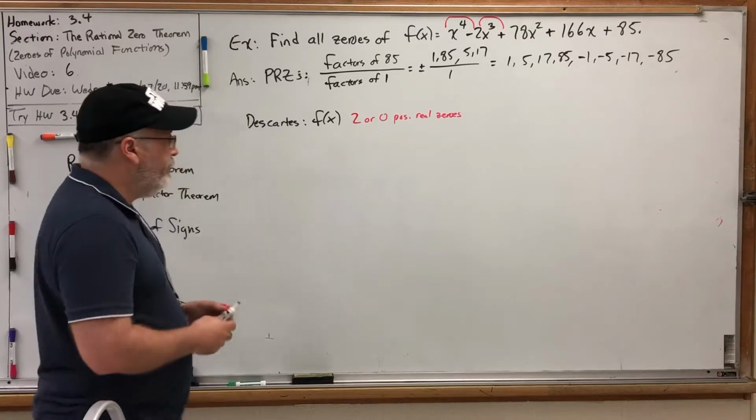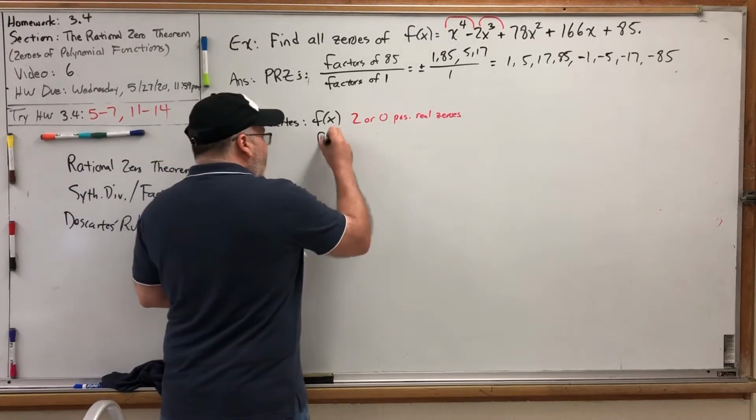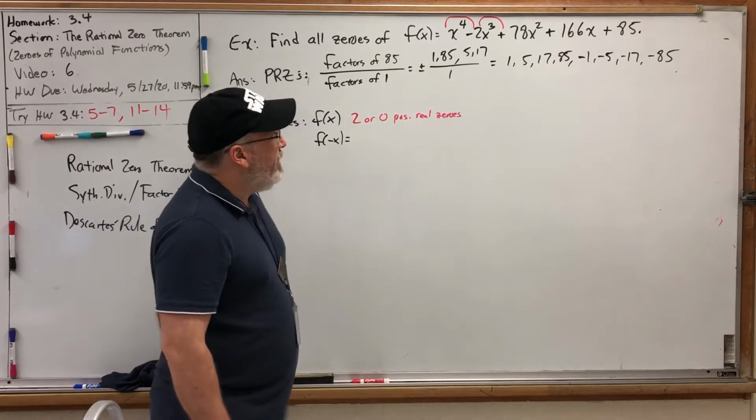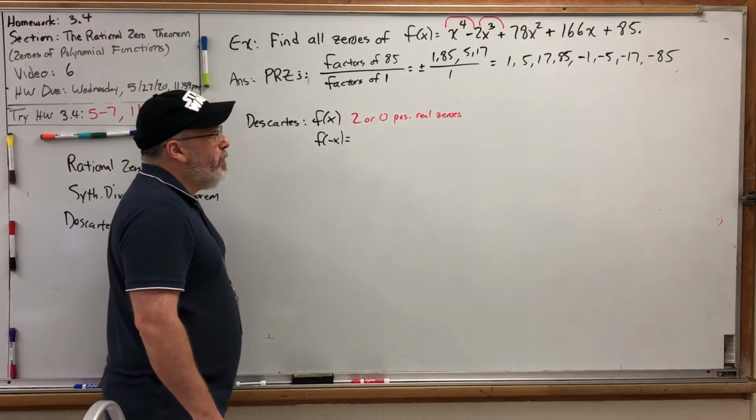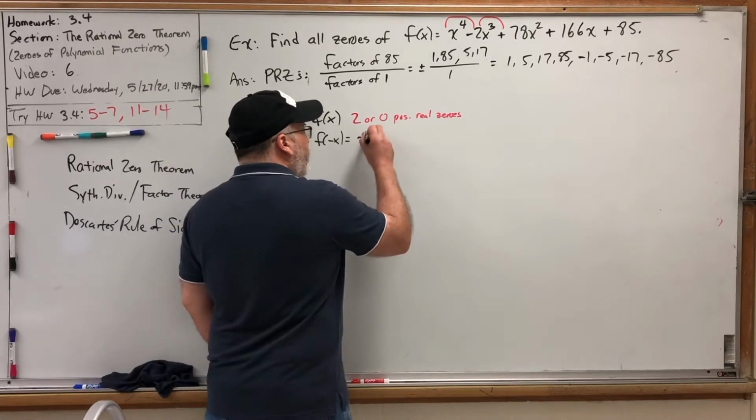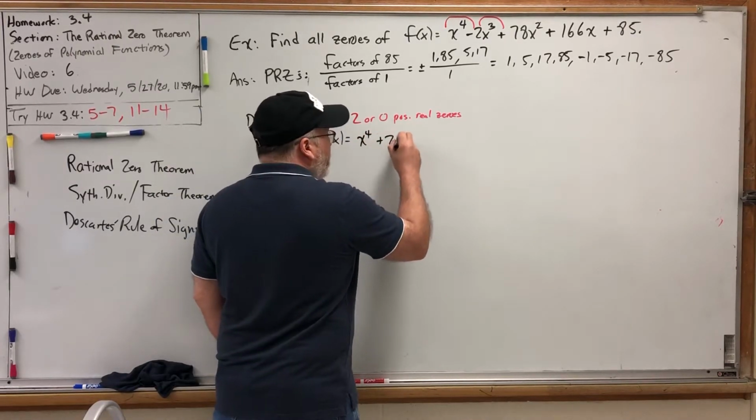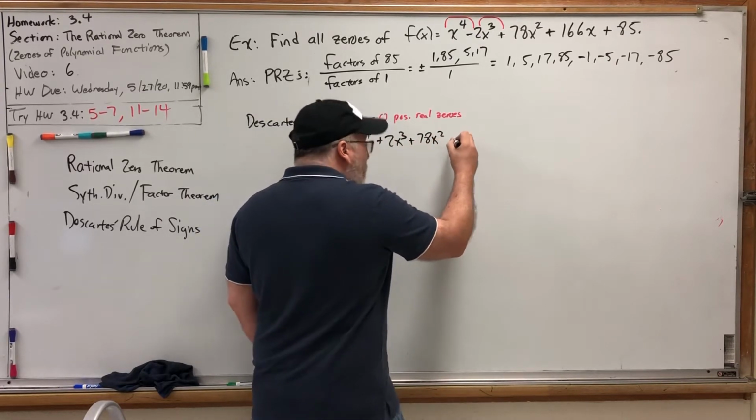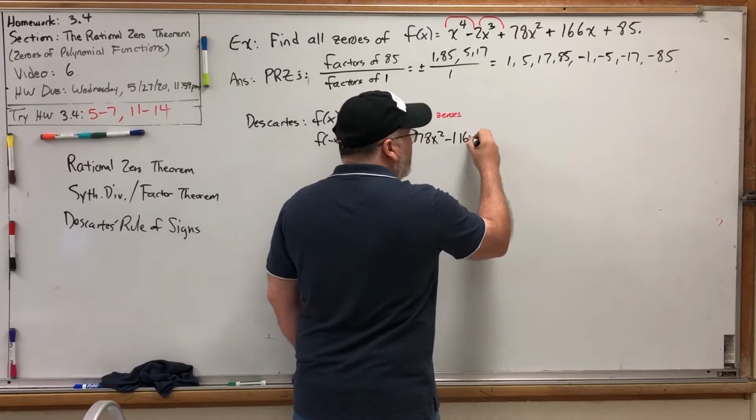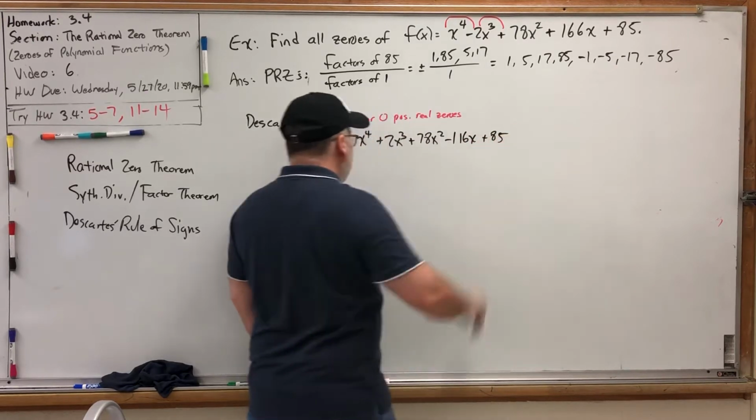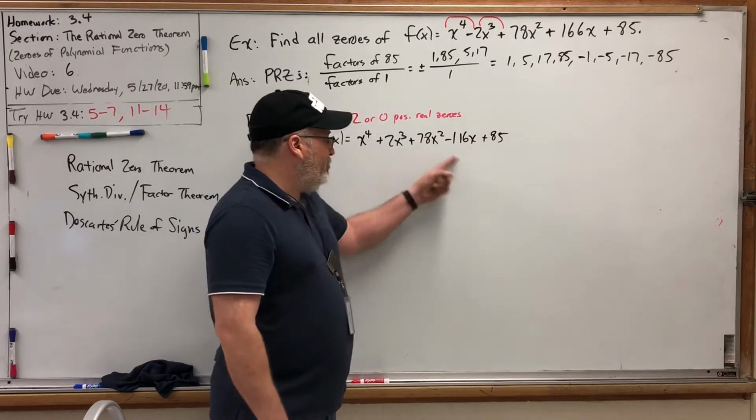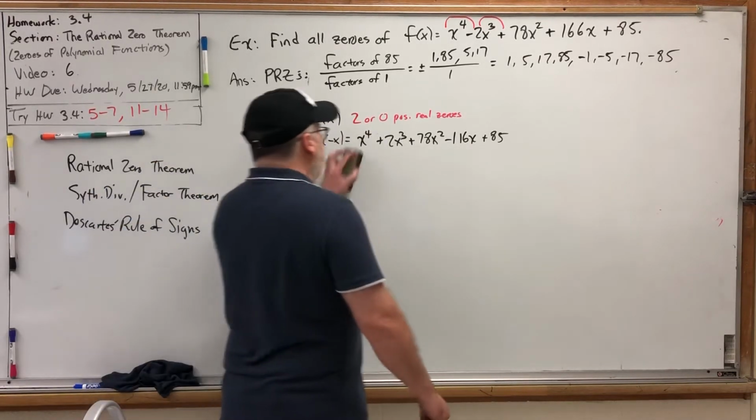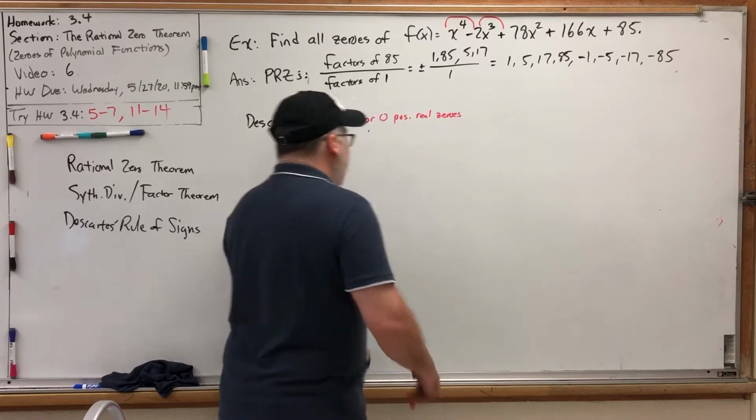All that really tells me is that if a positive number works, then there should be another positive number that works. Well, let's check f of negative x. Now, for that one, maybe we should write it out. So I'm going to rewrite the function and change the sign of every odd-powered term. So x to the fourth plus 2x to the third plus 78x squared minus 116x plus 85. Well, goody, this has two sign changes also, which means that there are 2 or 0 negative real zeros.